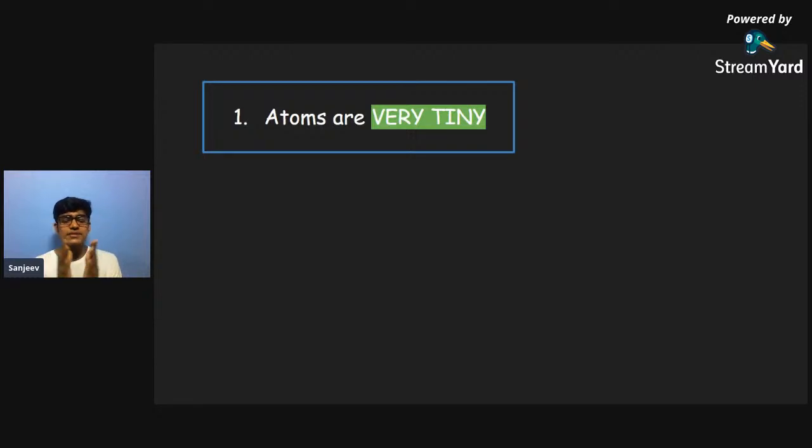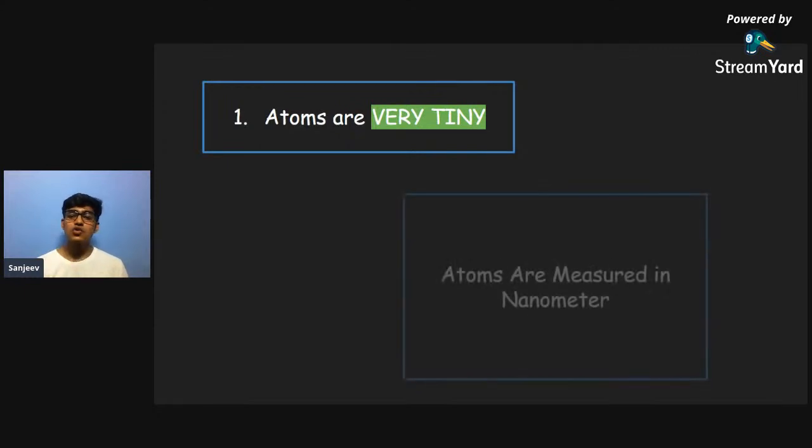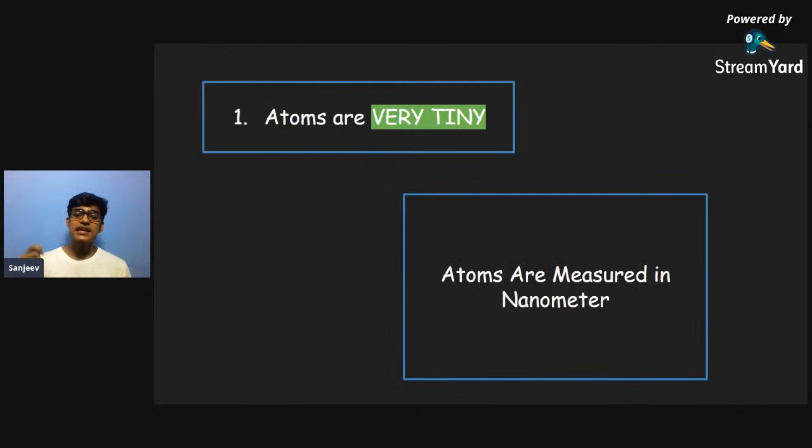The atoms are very tiny. So his statement was, matter contains a very tiny particle named atoms. Atoms are very tiny. So why are they tiny? Because they are measured in nanometers, and we have discussed that atoms are very, very small. So the first statement that he made was, atoms are very tiny, or the smallest particle in matter is called atoms. This was what he stated.